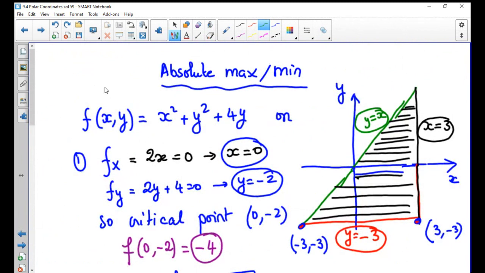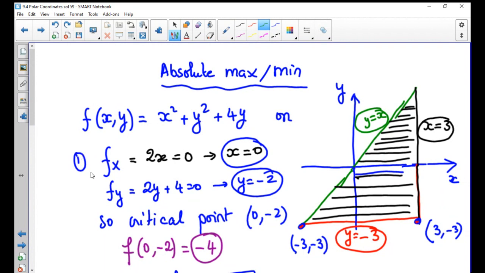Yeah, so let me go through this question, which I said was like a bonus question for you, if you do it. So the way you do these questions is, you have a function f here, which is defined on this region between the line y equal x, y equal minus 3, and x equal 3, like this. And you want to find either the absolute maximum or the absolute minimum.